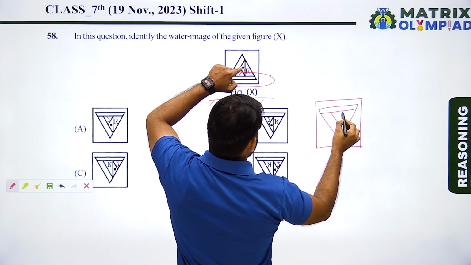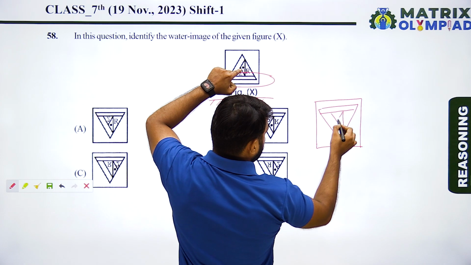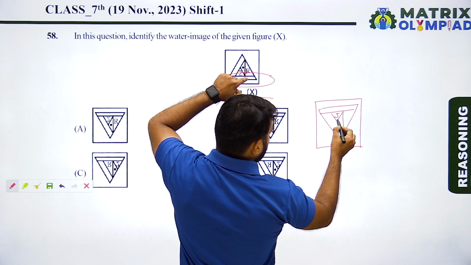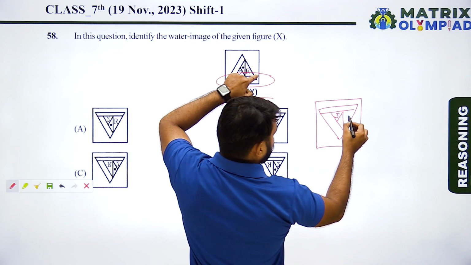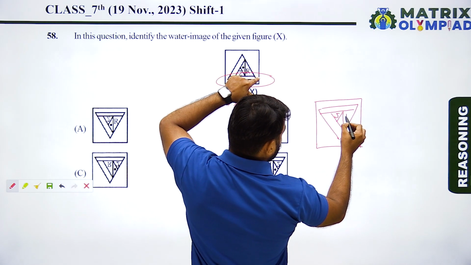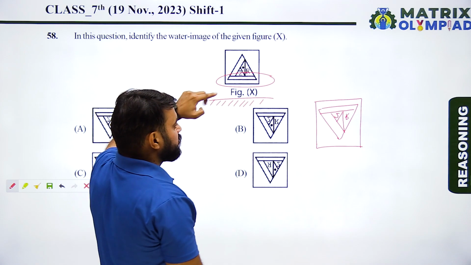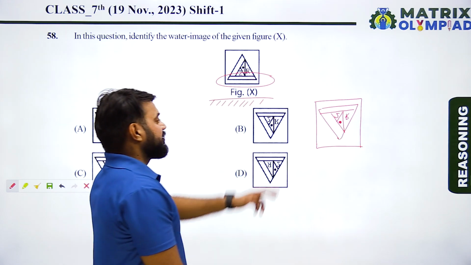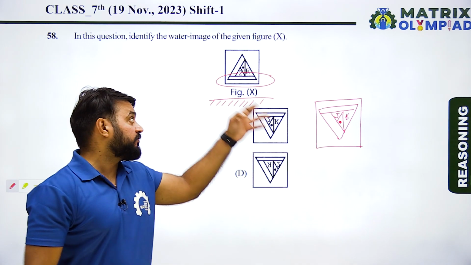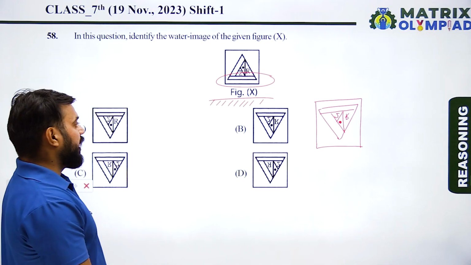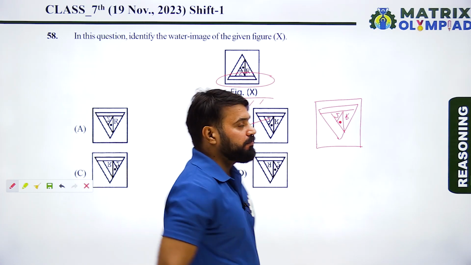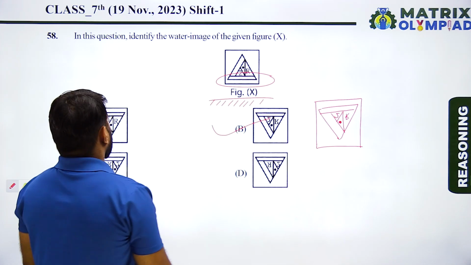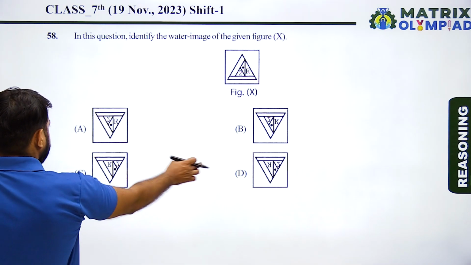Okay, mirror image of 2 look like as follows. Now mirror image of R look like as follows, and here is dot. So this is the correct water image of given figure X. So here option B is the correct water image of figure X. So let's move on to the next question.